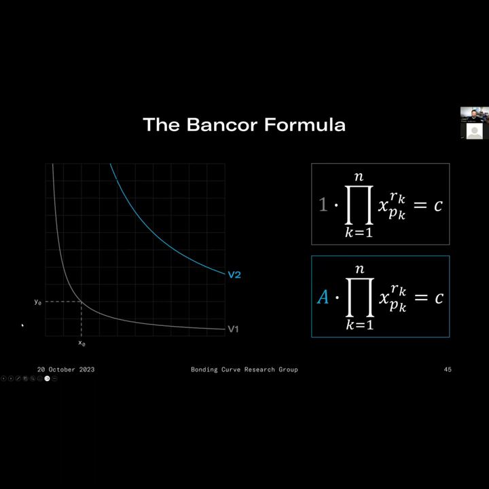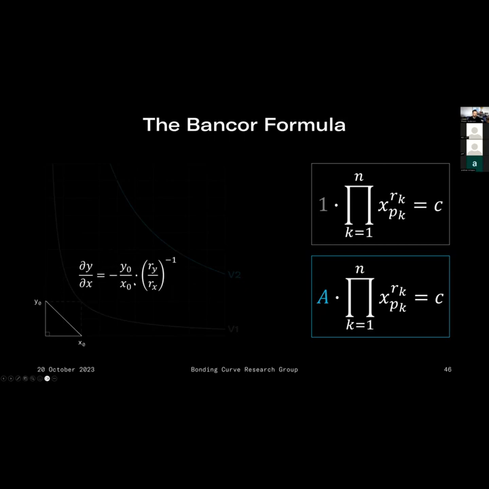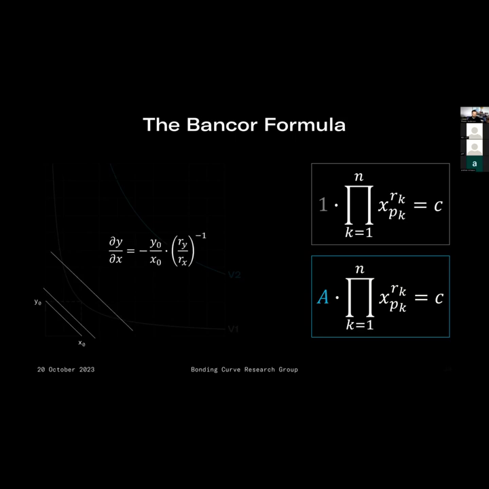And I do encourage you, if you haven't already, to derive this for yourself. But it's always going to be negative y0 over x0 in this particular case, multiplied by the ratio of their reserve weights. In this particular case, let's just say that this is a 50-50 pool, because it doesn't matter too much, but it's familiar enough that we can work with it. This means that there's a point on the V1 curve and on the V2 curve that have that same derivative, that same slope. And so we're just going to mark those out, okay?